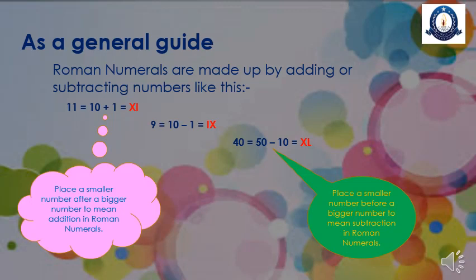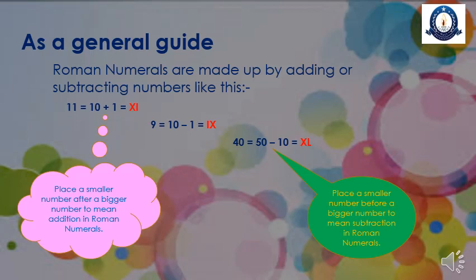As a general guide, Roman numerals are made up by adding or subtracting numbers like this. Look at the example 11. First we will break this number: 10 plus 1 will be 11. Now we are adding here, so we will follow one rule. Place a smaller number after a bigger number to mean addition in Roman numerals. We know the letters for 10 and 1. So X we will use for 10 and I we will use for 1. According to the rule, the smaller number, which is 1, will come after the bigger number. So it will be XI.